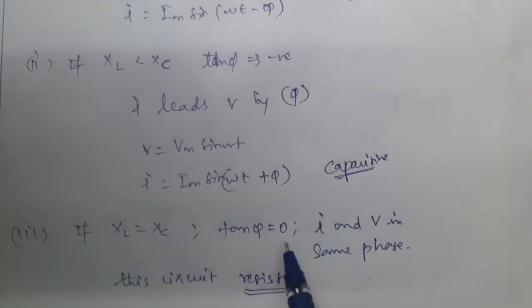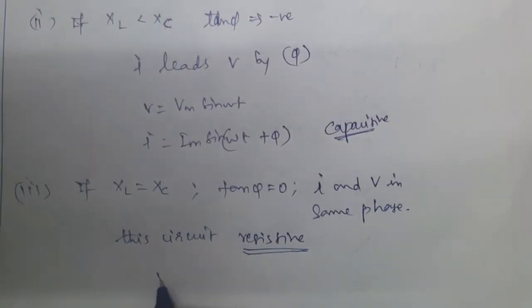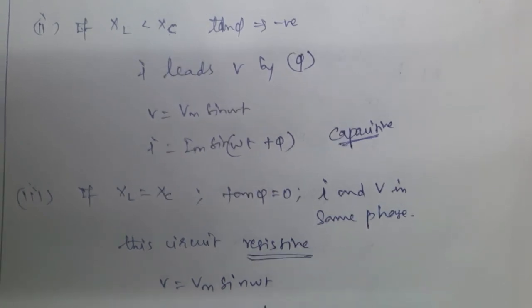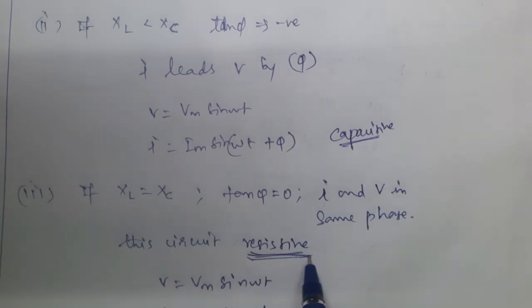So tan phi is equal to 0, and I and V are in the same phase. So the formula will be V equals Vm sin omega t, then I equals Im sin omega t. So there is no phase difference between current and voltage in the case of a resistive circuit.